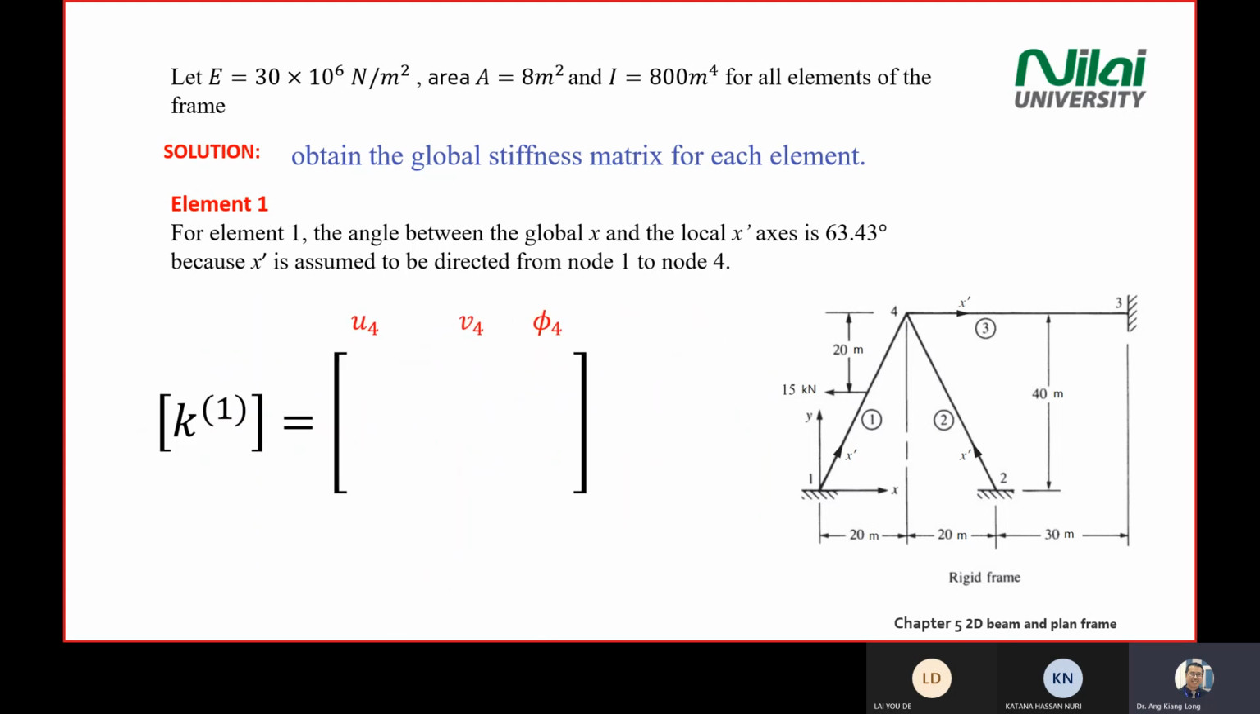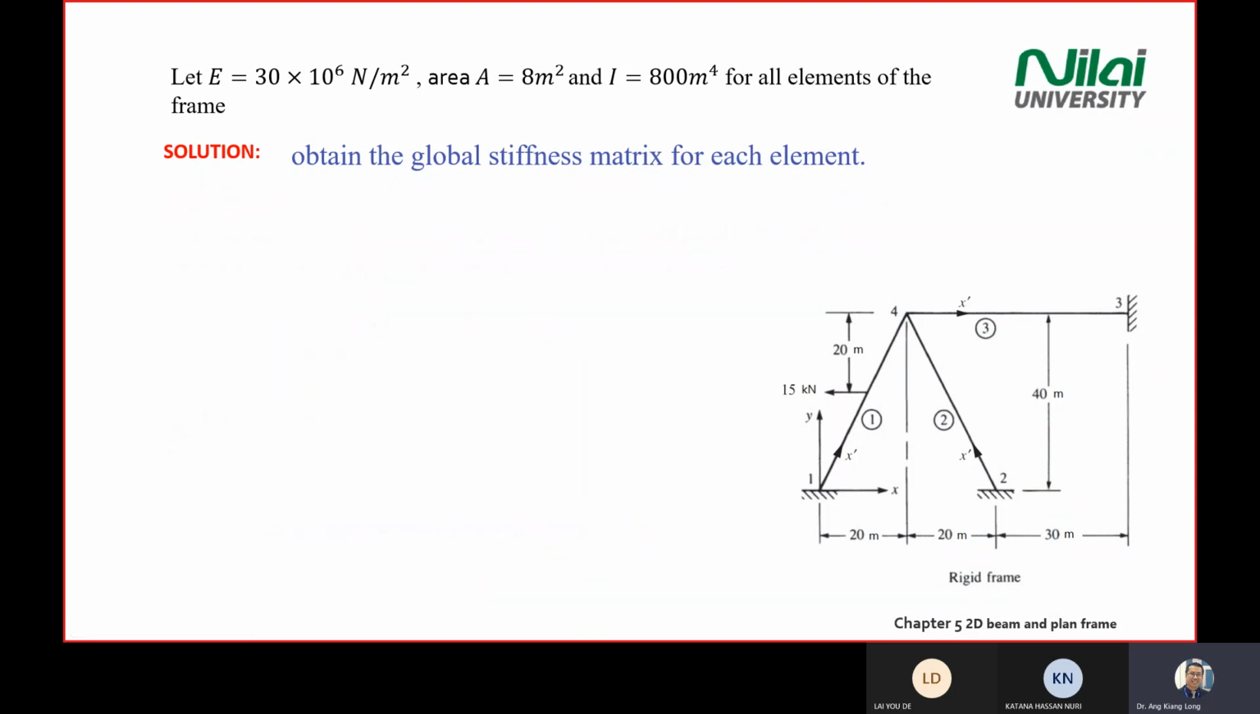So for K1, element 1, you only leave out the 3 by 3 matrix with point number 4 values, U4, V4, and angle 4. This is your homework to find the values, but what is important is that you understand the concept.